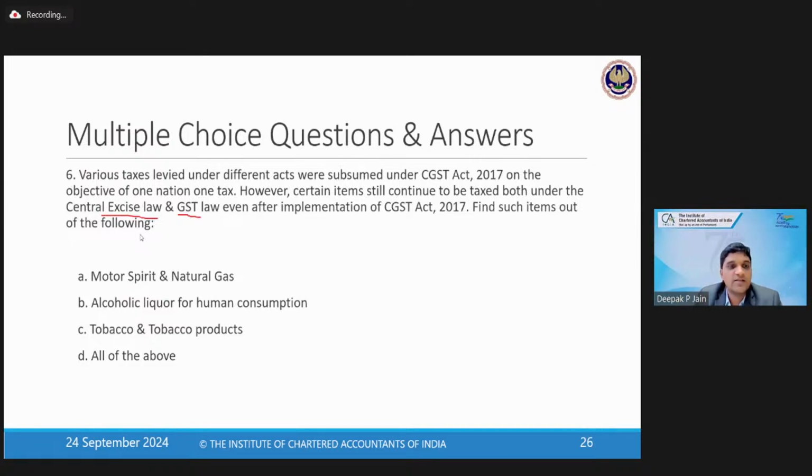Correct answer is C. Go back to our learnings, you will find that on tobacco and tobacco products, central excise and GST is levied. On alcoholic liquor for human consumption, state excise. On motor spirit and natural gas, central excise. But on tobacco and tobacco products, central excise and GST.